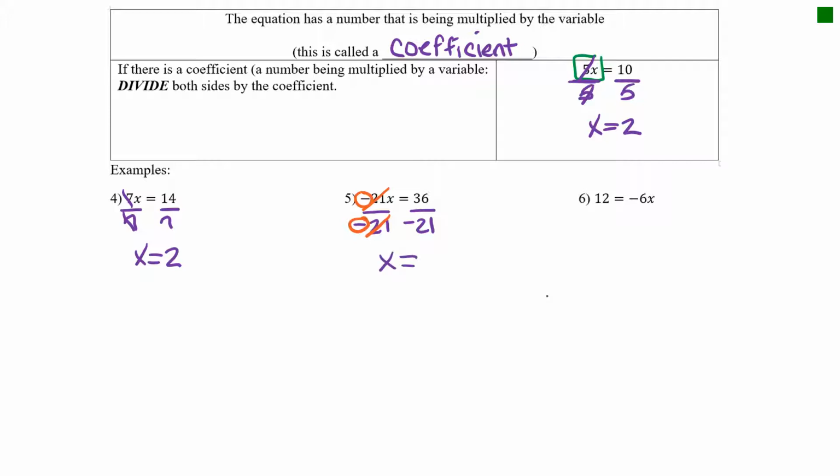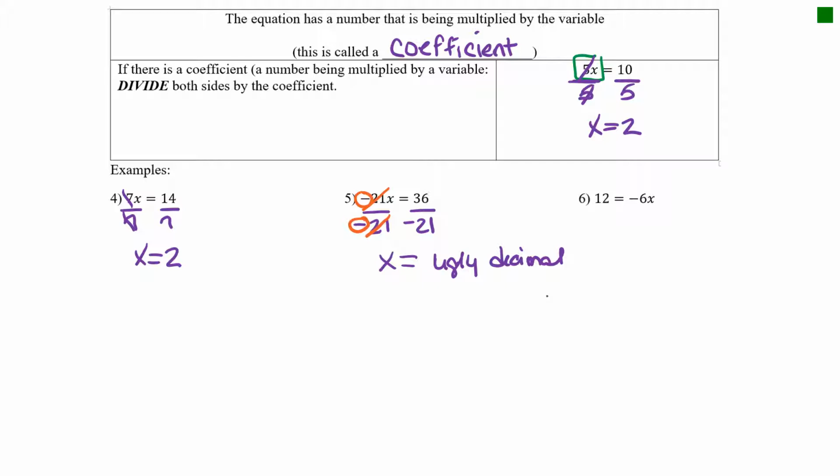And if I divide 36 by negative 21, I get an ugly decimal, okay? That is not an acceptable answer. Can't have an ugly decimal. If you got negative 1.2, that's okay. But you're going to get negative 1.